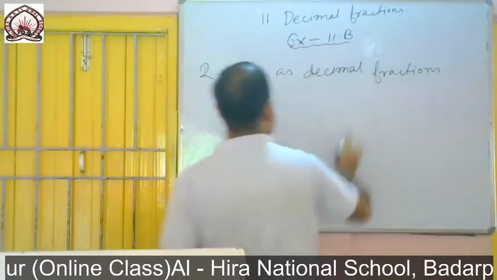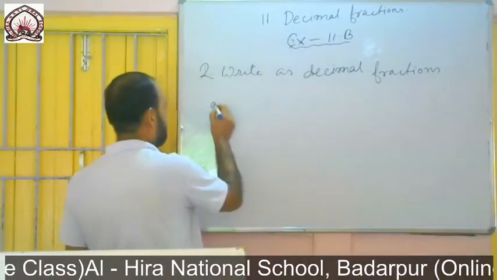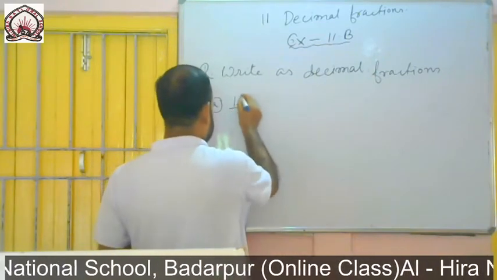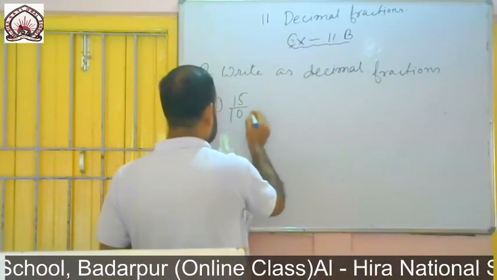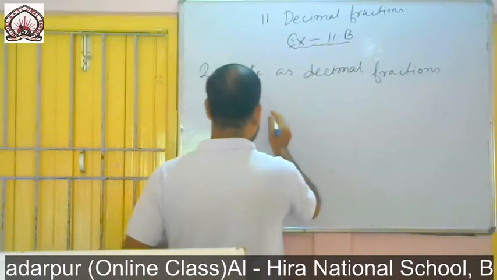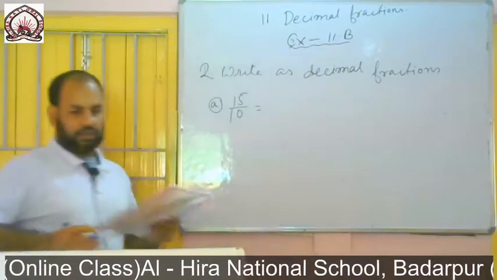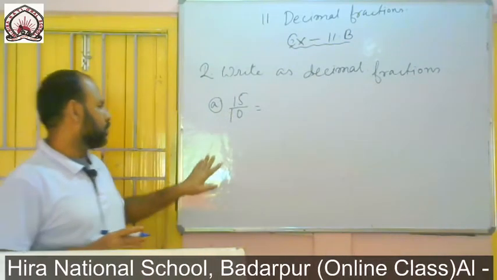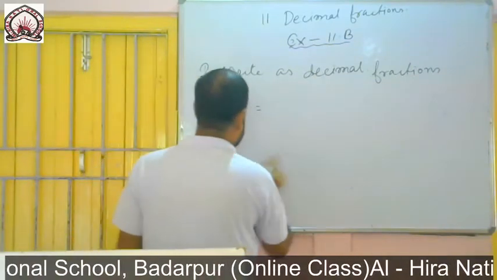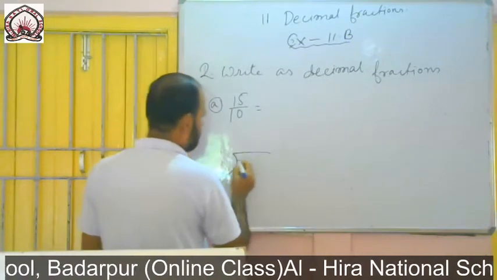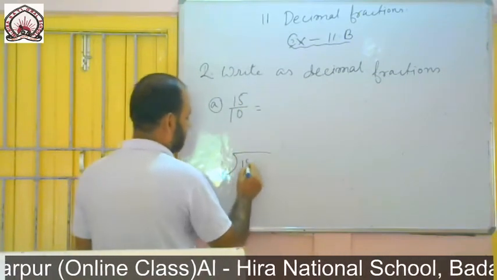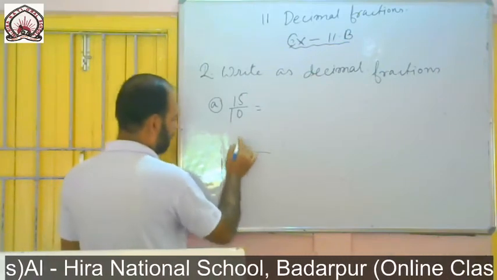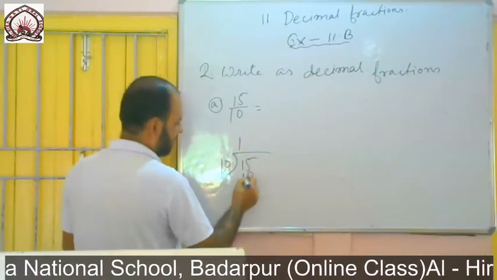Write as decimal fraction. Question number A: 15 by 10. We write the decimal fraction. Here two ways are there. First, if we divide 15 by 10, then we get 1 times 10 is 10 and remain 5.